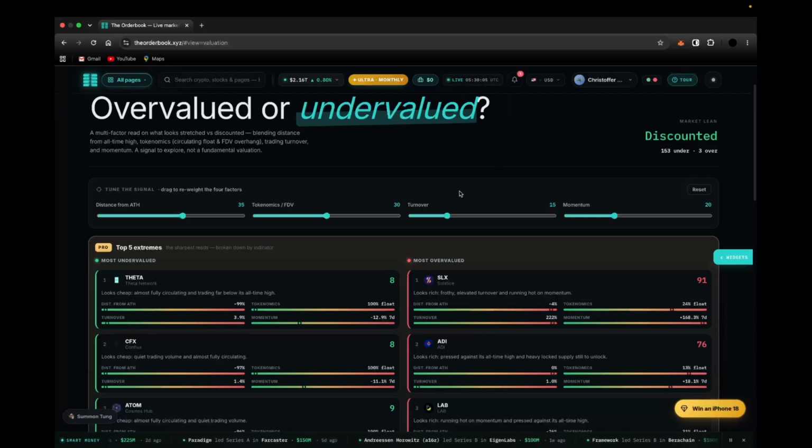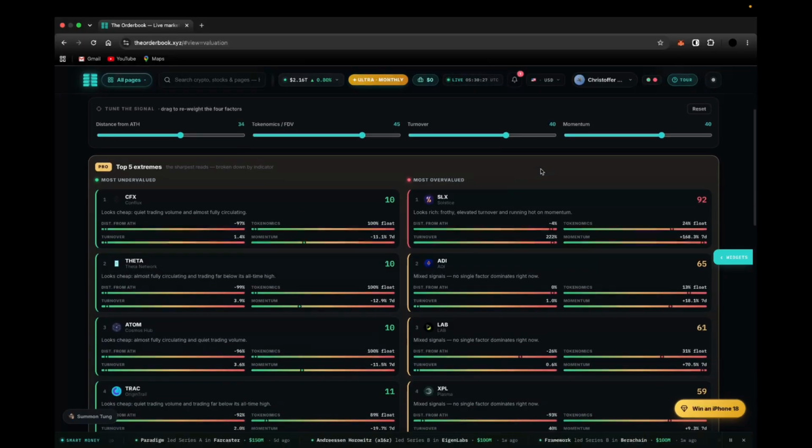And this part is actually really cool. You're not stuck with one fixed opinion. You can change how much each factor matters. For example, maybe you care more about momentum, or maybe you care more about how much supply is already out. You can move the sliders and the rankings update based on how you want to look at value. So it's not replacing your thinking. It's helping you think through the data in your own way.